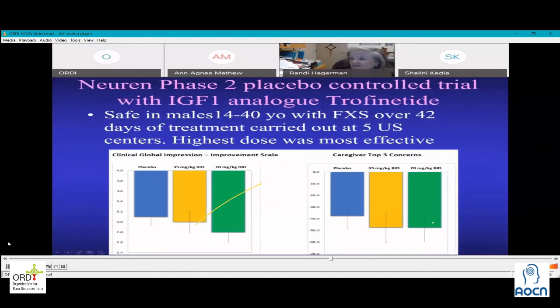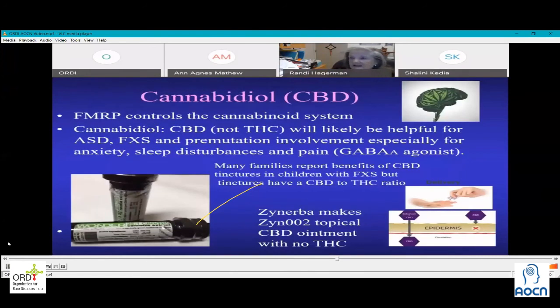This was studied a few years ago. It has since been shown to be beneficial in Rett syndrome at a higher dose, 200 milligrams per kilogram twice a day. And this will be studied again in Fragile X syndrome at the higher dose in the near future. So this seems to be helpful not only in Fragile X syndrome, but also in Rett syndrome, and it may turn out to be helpful in other forms of autism.